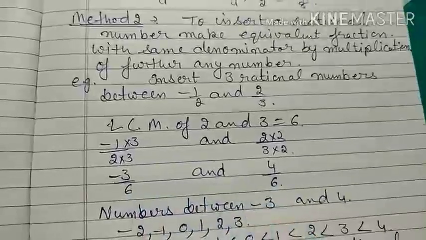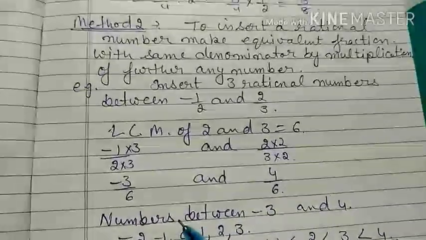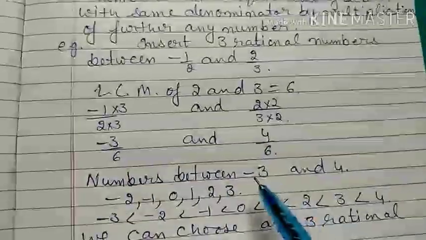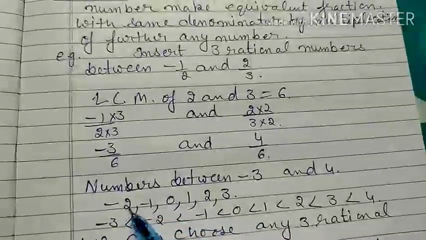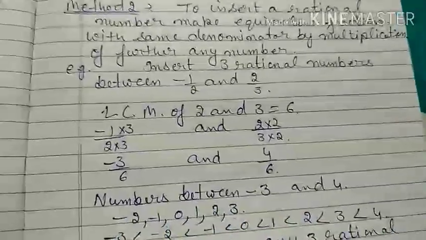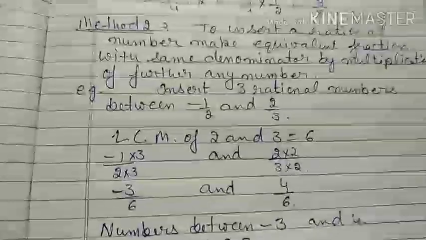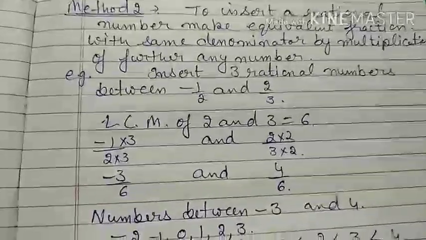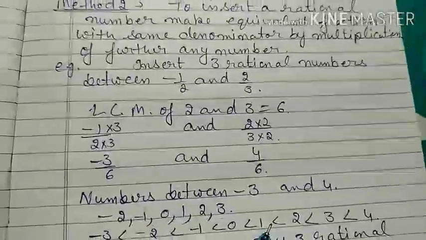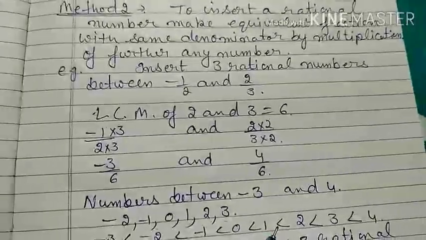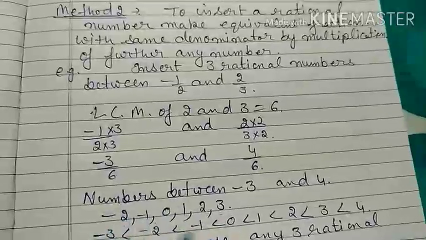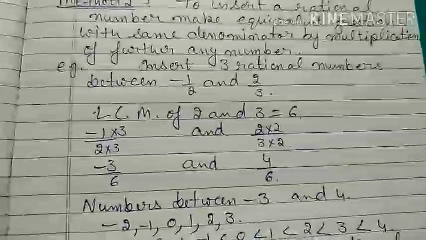Now I ignore the denominator a little and think about the numerator. How many numbers come between minus 3 and 4? Minus 2, minus 1, 0, 1, 2, 3. So I have 6 numbers between minus 3 and 4. If the condition is to insert 3 rational numbers, among these 6 you can choose any 3. If the condition is 4, 5, or 6 rational numbers, you can choose any 4, 5, or 6 rational numbers between minus 3 and 4.